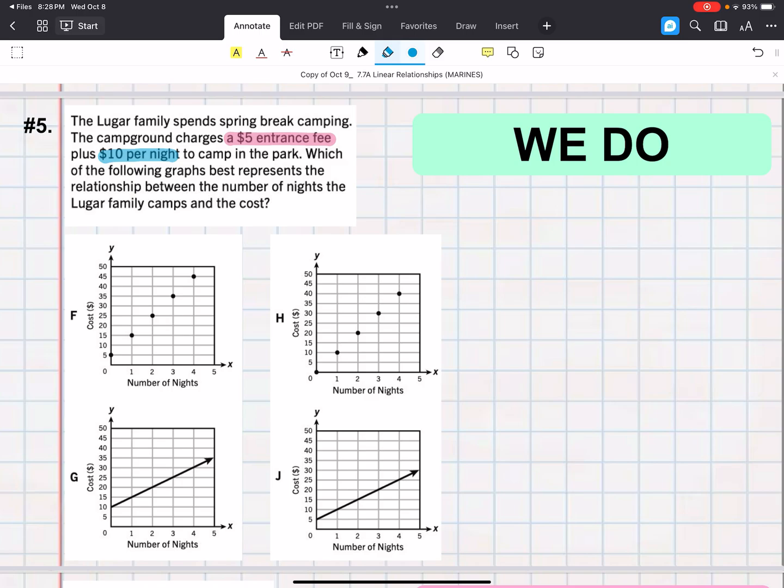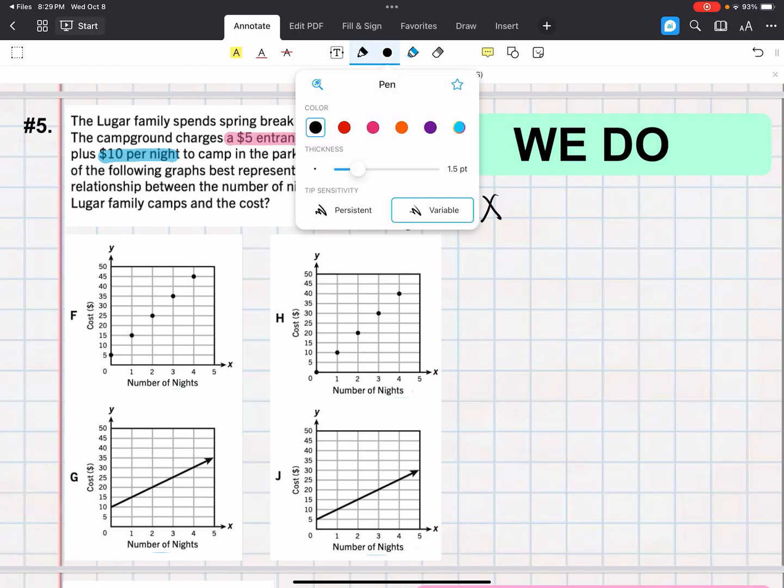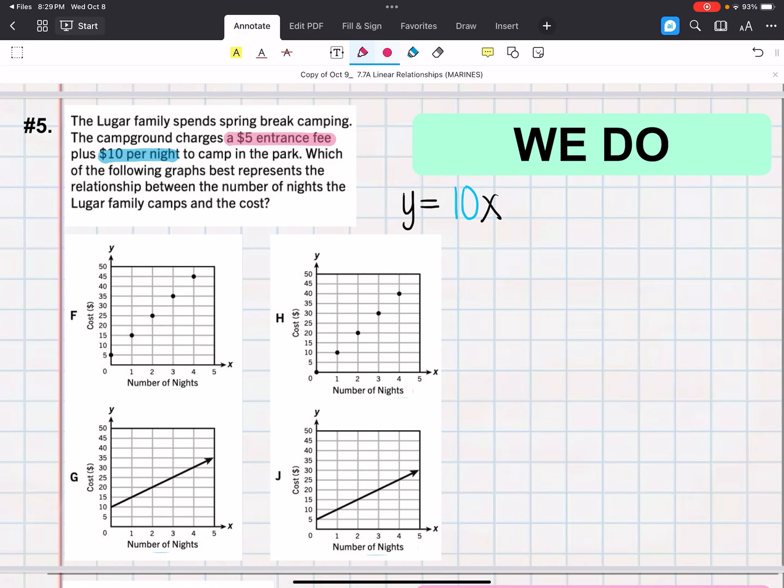Okay, so we're going from a word problem to a graph, but what I would first recommend is setting up our equation to help us generate a table. We know that they're charging $10 per night. If you look at your graphs, all of the X values are the number of nights. So this lets me know that I'm multiplying 10 times X. And to that, it tells me plus, so I'm adding that $5 entrance fee.